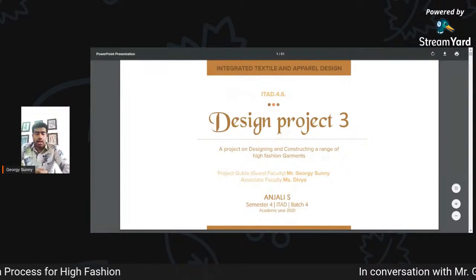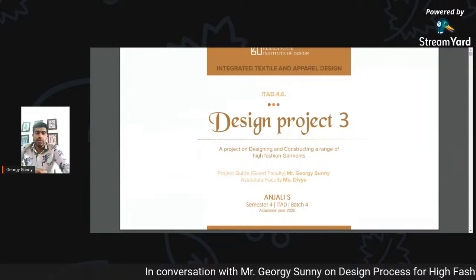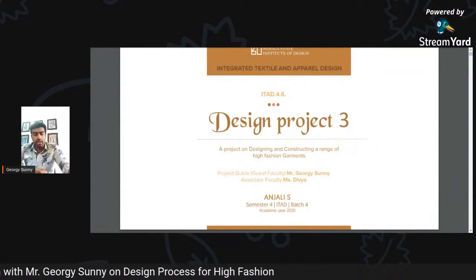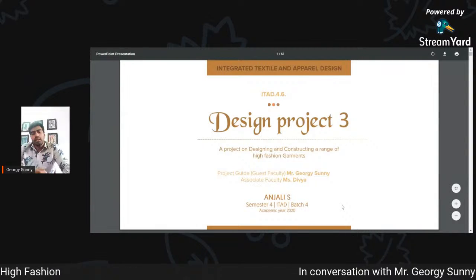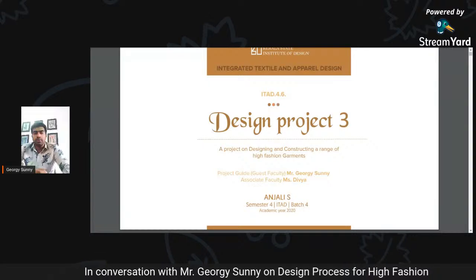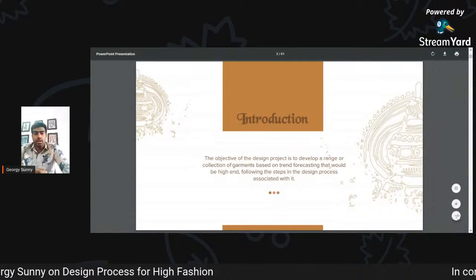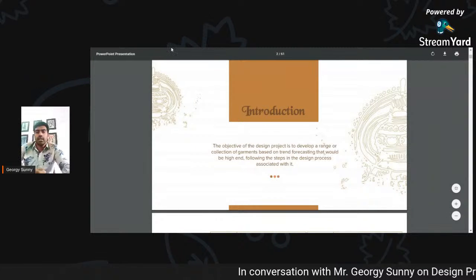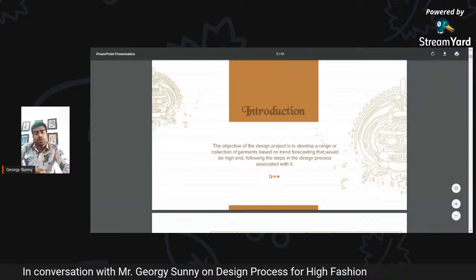Yeah, so this is a project which I have done with a school called Kerala Institute of Design, in Kerala. This is their graduation project, a project on high fashion, which is part of their portfolio that they show in the industry. The student's name is Anjali. Her work is what I'm going to present today for you guys. Okay, let's move to the next slide, please.